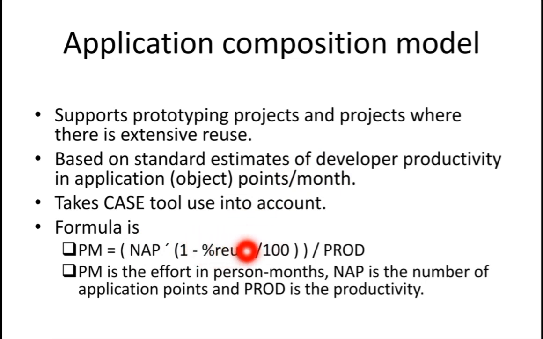PM is the effort in person months. For how many person months? For example, 30 people needed for 1 month, like that, person months. So based on that you can calculate, right?